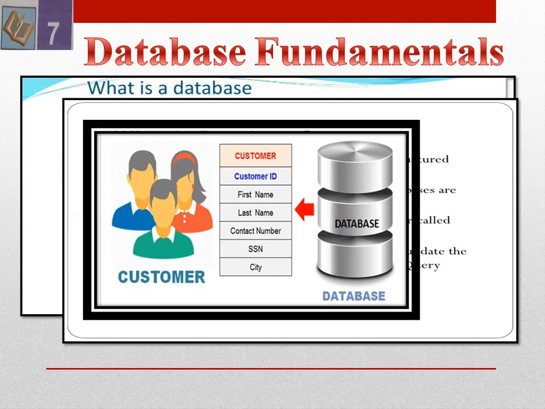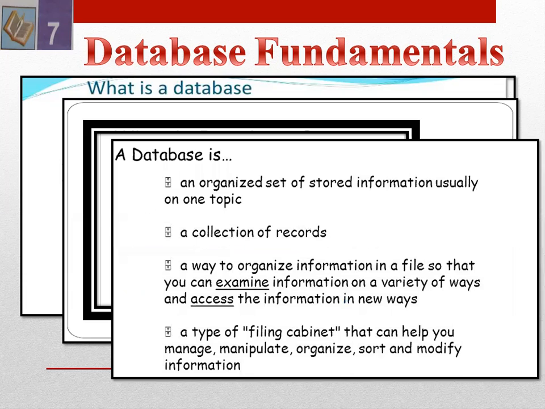And a database can be defined as an organized collection of related data, tables, and files. An organized set of stored information, usually on one topic. One topic means, suppose you want to save information about students, you can make a table and database for it, or for customers, books, library books.